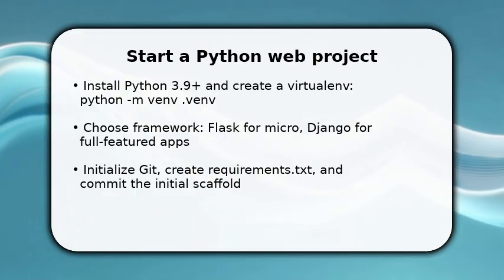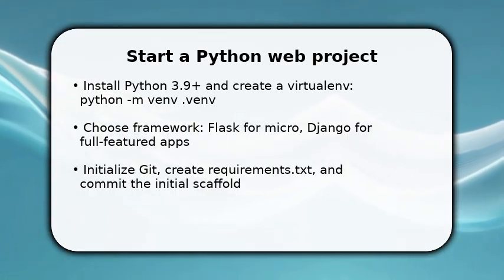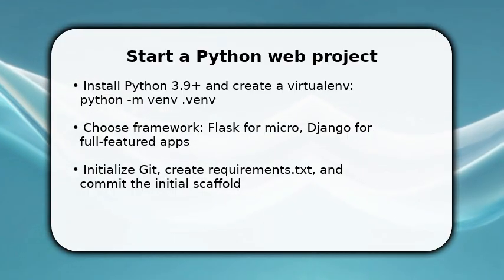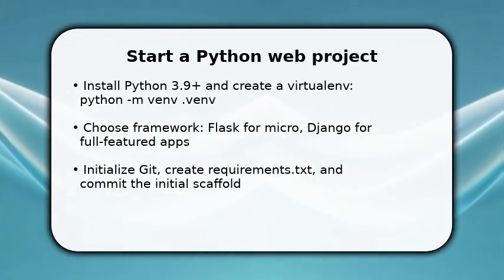Make sure to pin versions in requirements.txt, so you can reproduce the environment later. Initialize Git now so every change is tracked. Commit the minimal working scaffold. This first phase focuses on reproducibility and a runnable starting point.